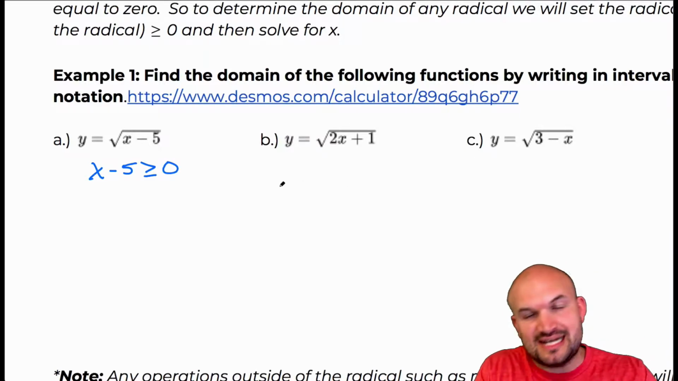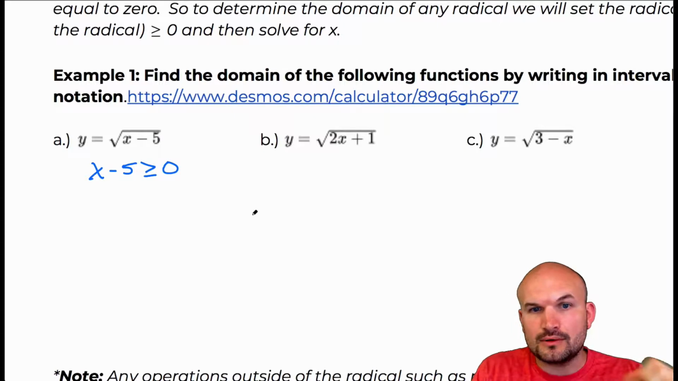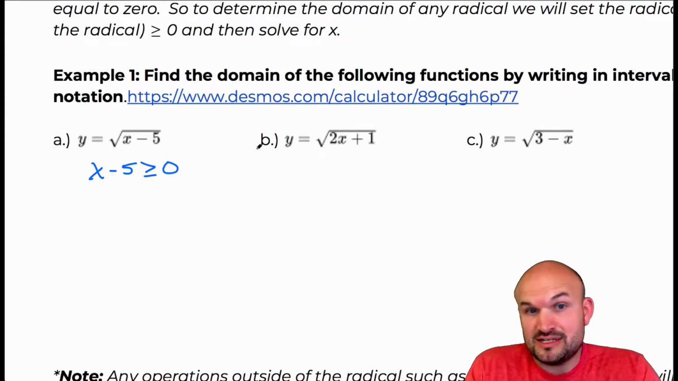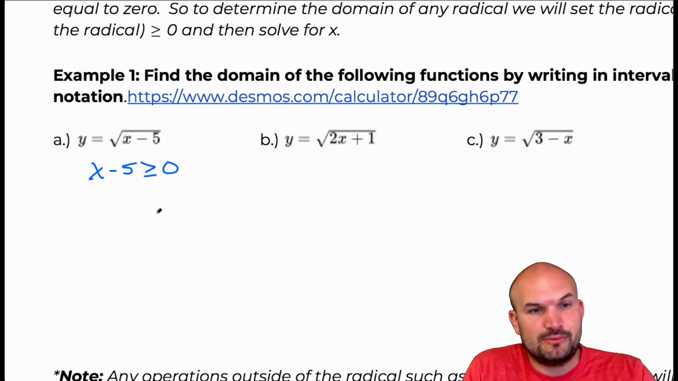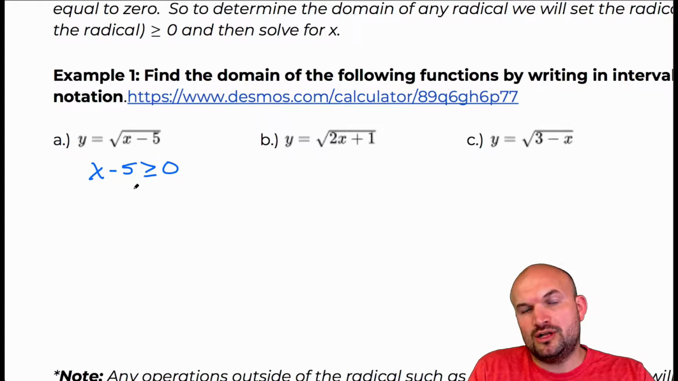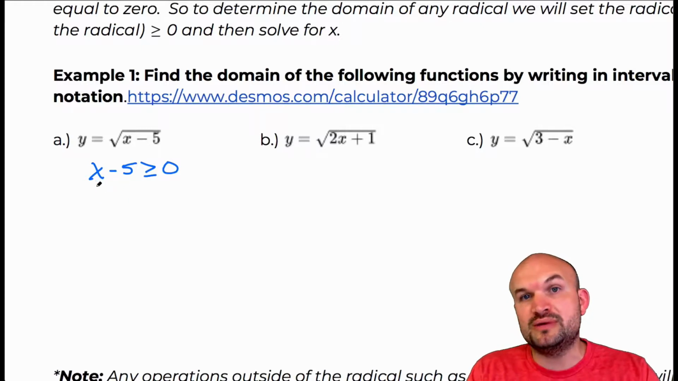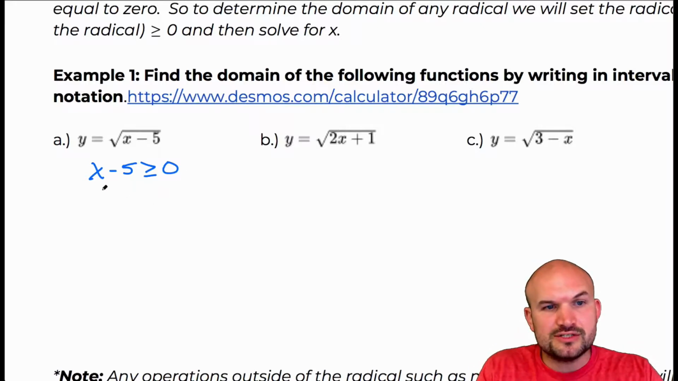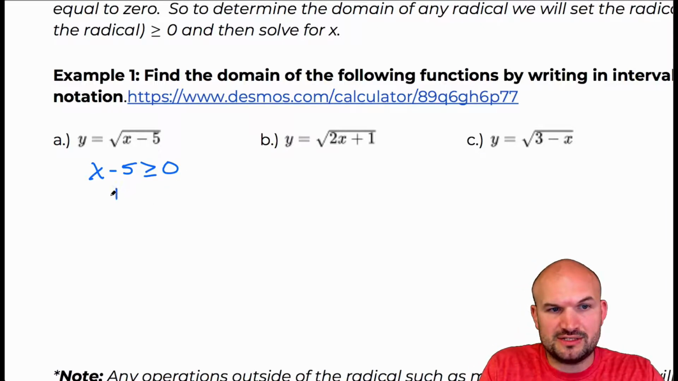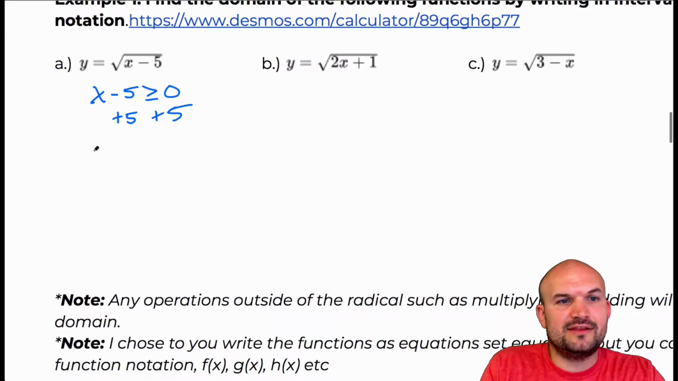Every single one of these, that's going to be the first step, okay? Because it can be equal to 0. As we showed, you can take the square root of 0, and that's going to be a part of your domain. But anything that's negative is not going to be in the domain. So by setting this inequality, we are solving for the values of x that are going to be defined for the function, which is basically the domain. In this case, all I simply need to do to solve for x is add 5 to both sides. And therefore, I get x is greater than or equal to 5.